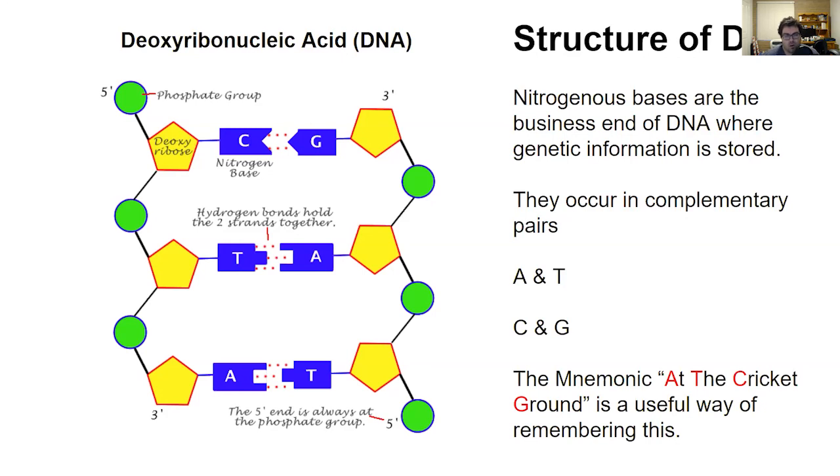Now, those nitrogen bases, that's where the information is stored in our DNA. They occur in complementary pairs, and the most helpful way to remember that A goes with T and C goes with G is the little saying, "at the cricket ground." I just remember "at the cricket ground," and that just lets me know that A goes with T and C goes with G.